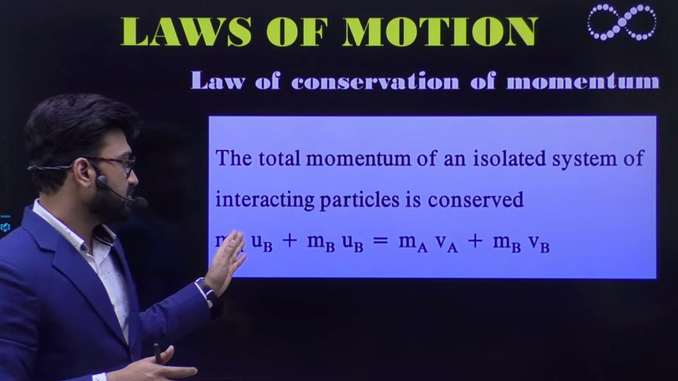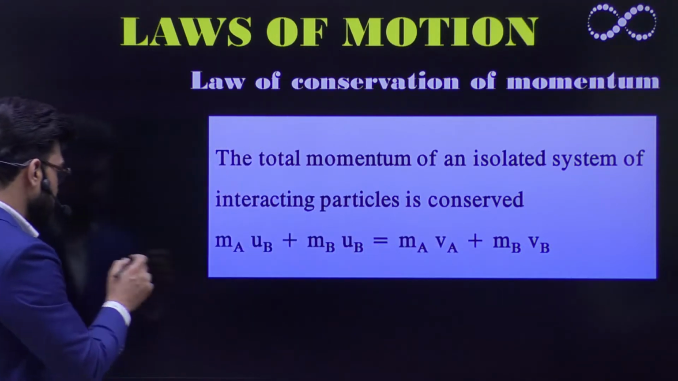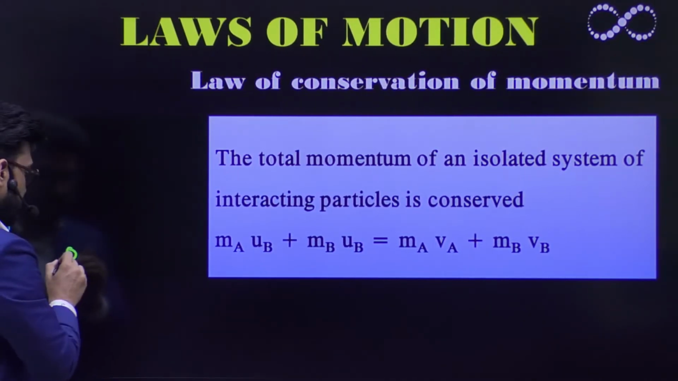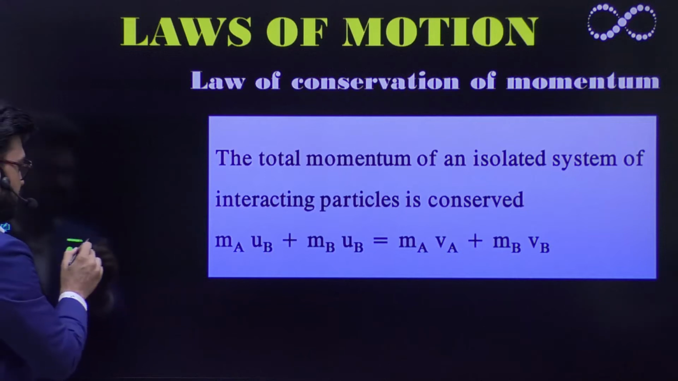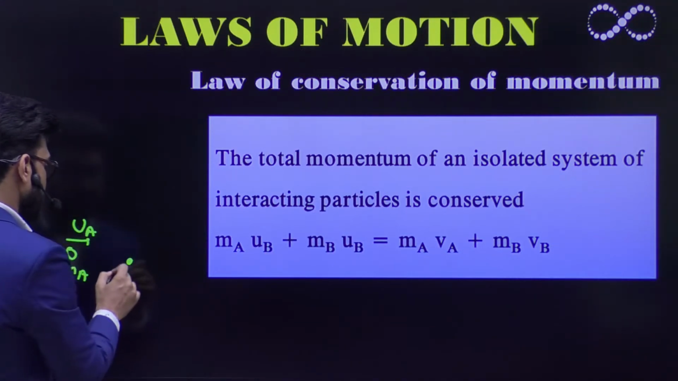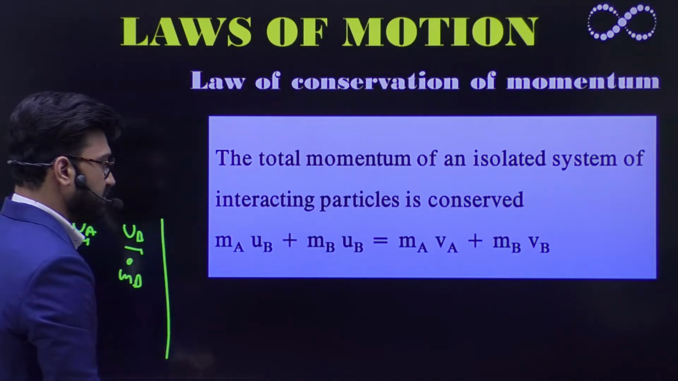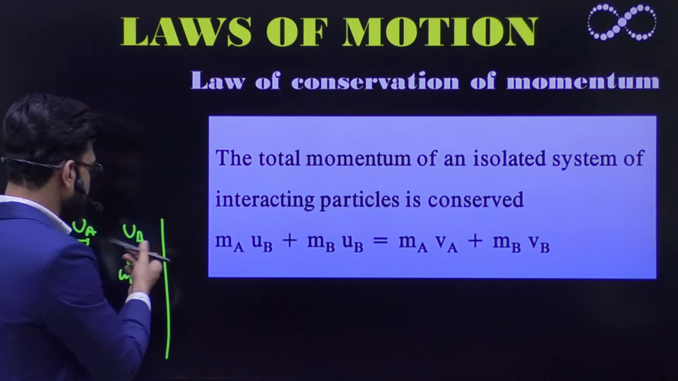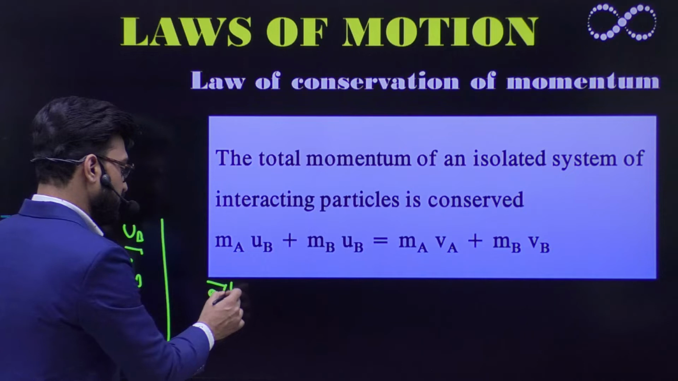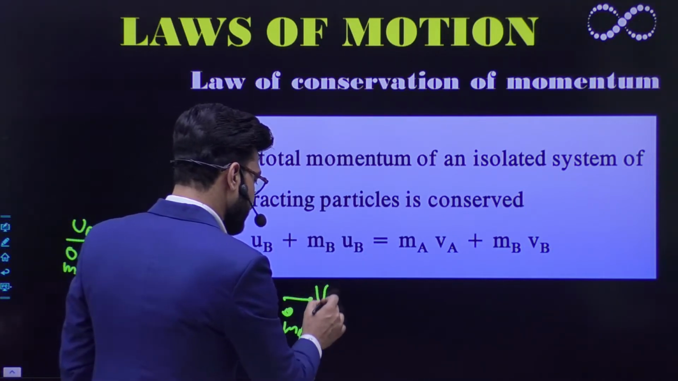Whatever the initial momentum of the system is, the final momentum would also be similar. So if you have been given a mass ma moving with the speed of ua, and mb moving with the speed of ub. Suppose ma collides with mb, and after collision ma starts moving with the speed of va and mb starts moving with the speed of vb.